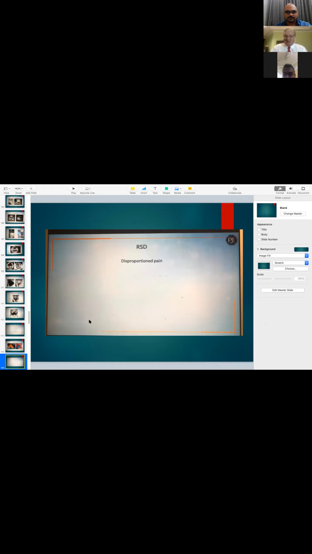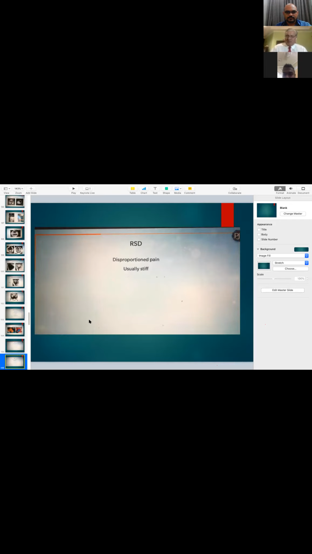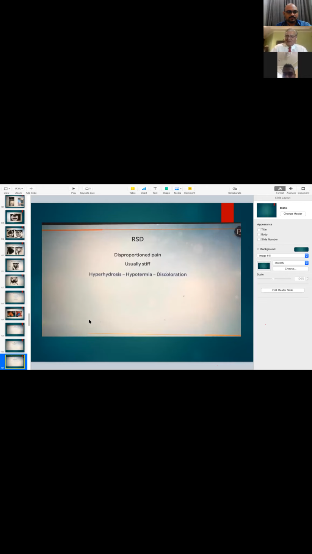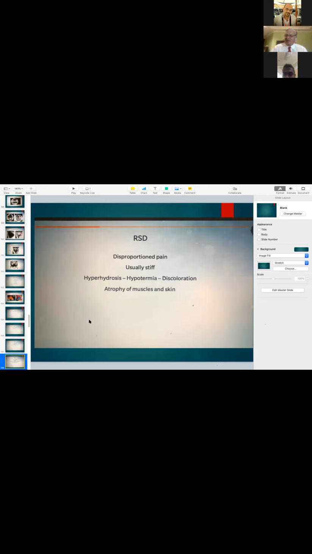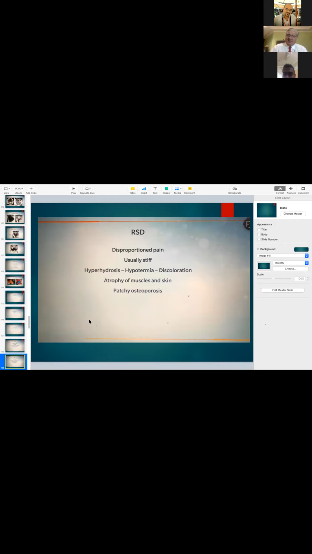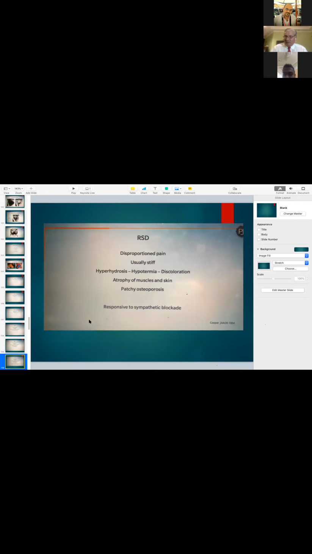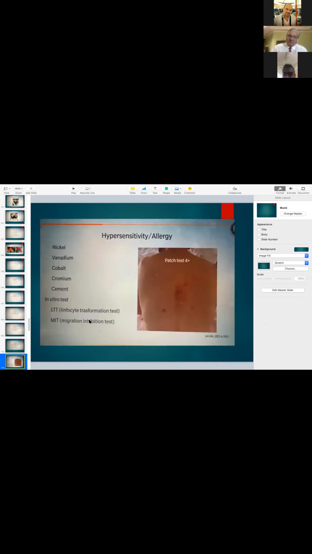Regarding sympathetic dystrophy, the pain is disproportional and it's stiff, and there is hyperhidrosis, hypothermia, or discoloration, and there is atrophy of muscles. These criteria let you think about sympathetic dystrophy. And there is also patchy osteoporosis of the bone. And when you do a sympathetic block, everything is abolished. Another uncommon scenario is hypersensitivity to the metals which are present in the knee implant.